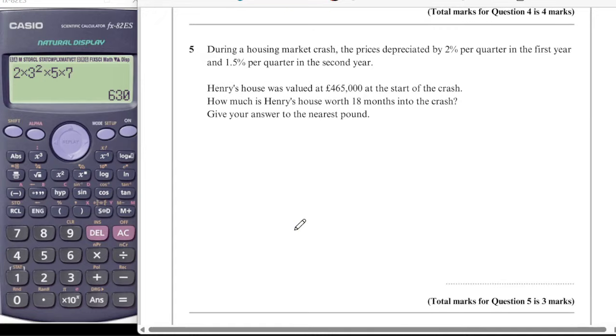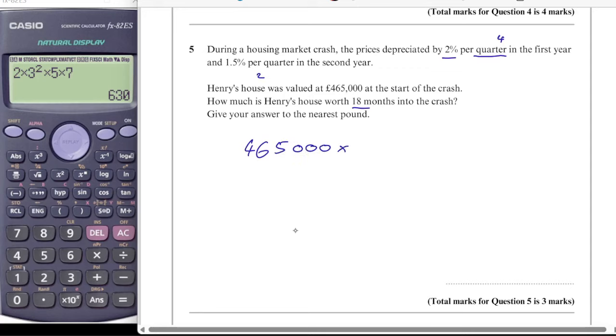Right, question 5. During a housing market crash, a price depreciates by 2% per quarter in the first year and 1.5% per quarter in the second year. A house was valued at 465,000 at the start of the crash. How much is the house worth 18 months after the crash? So we're going to need 4 lots of the first one, and we're going to need 2 lots of the second one. And I'm just going to do this as a single sum.